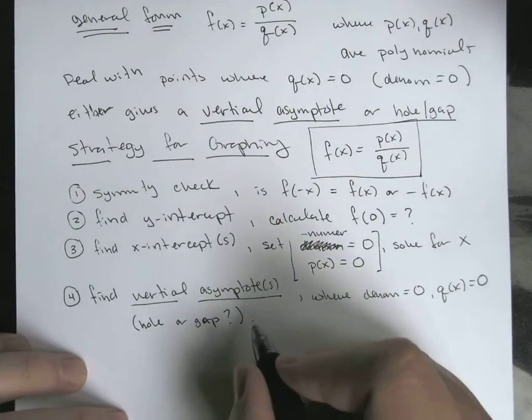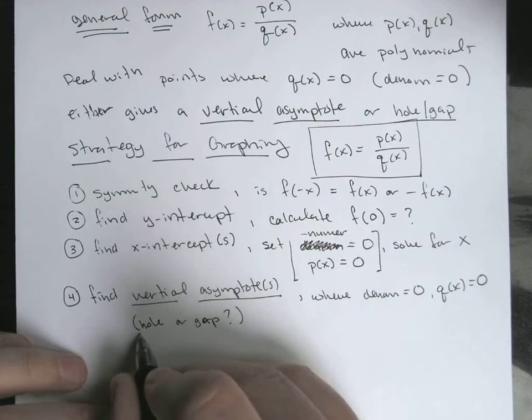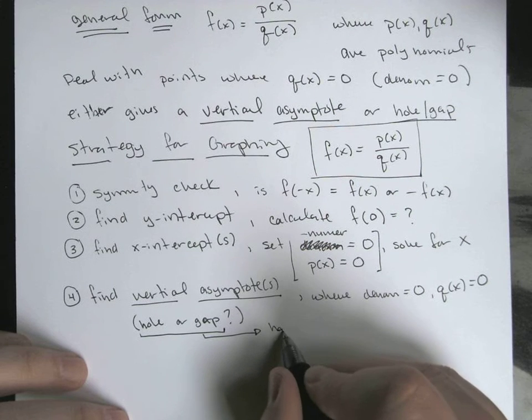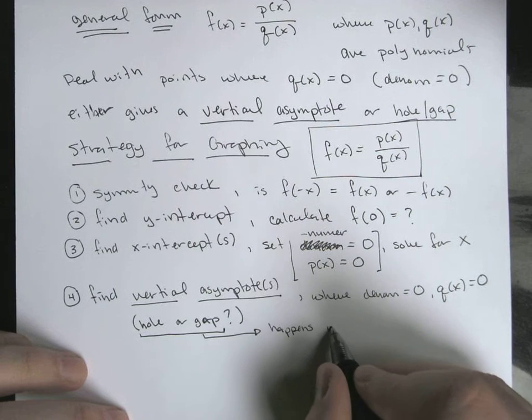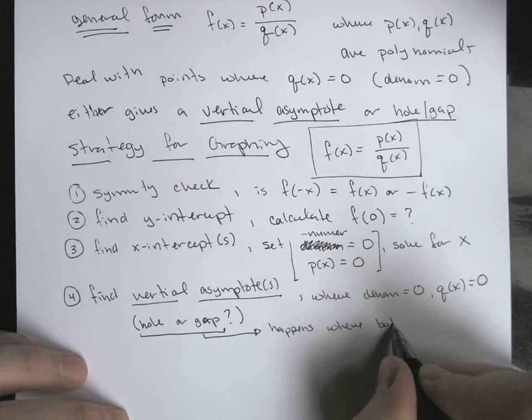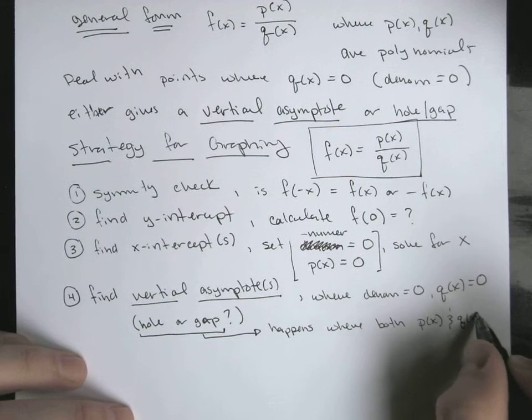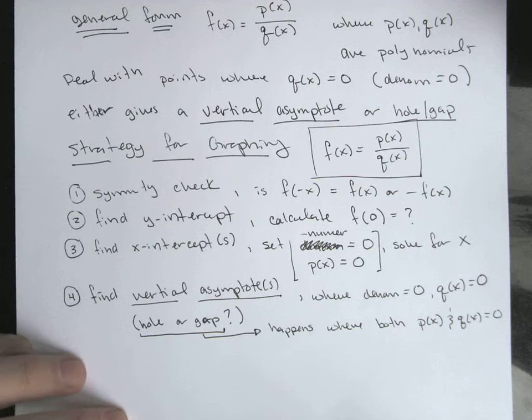These holes and gaps are going to happen where, I'll spoil it a little bit, both the top and the bottom are equal to 0 with the same coordinate. So if you have a situation where both the top and the bottom are equal to 0 at the same time, that's still going to be undefined, but it's going to give us a hole or gap in the function. It's not going to give us a vertical asymptote.